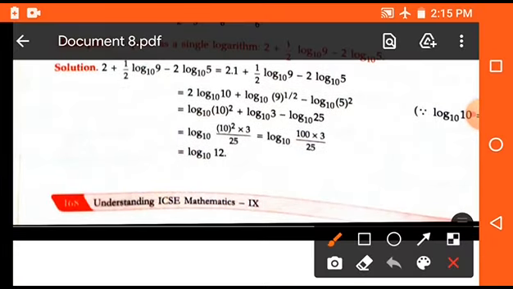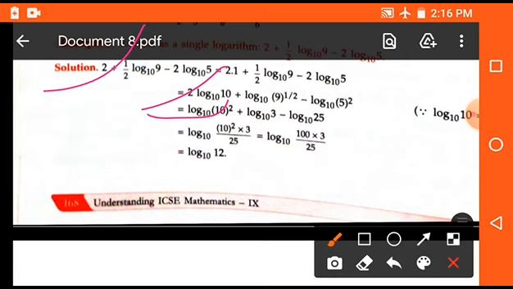Now take another example. The next example is 2 plus 1 by 2 log 9 base 10 minus 2 log 5 base 10. So we can write 2 as 2 times 1, because we know that log 10 base 10 is equal to 1. So it will be 2 log 10 base 10 plus 2 log 9 to the power 1 by 2 base 10 minus log 5 to the power 2 base 10.